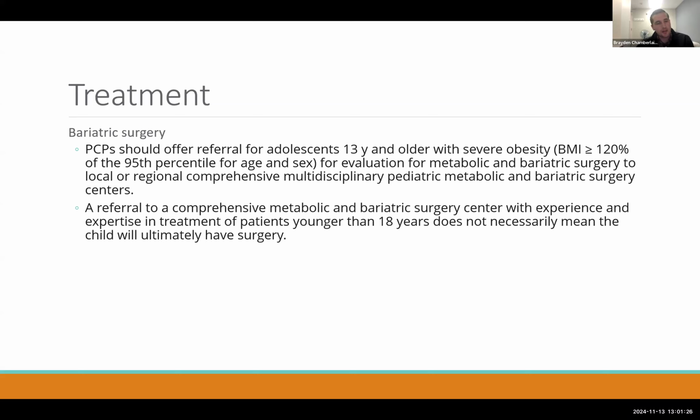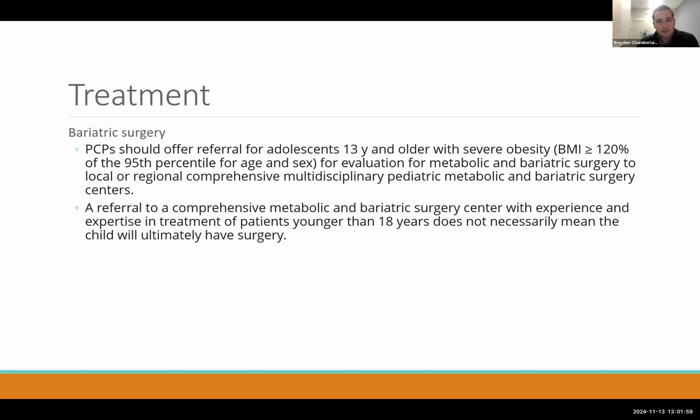Again, they also make a recommendation that PCPs should offer referral for adolescents 13 years and older with severe obesity. So it's that greater than 120% of the 95th percentile. Refer them for evaluation for metabolic and bariatric surgery, ideally to a local or regional pediatric bariatric surgery center.